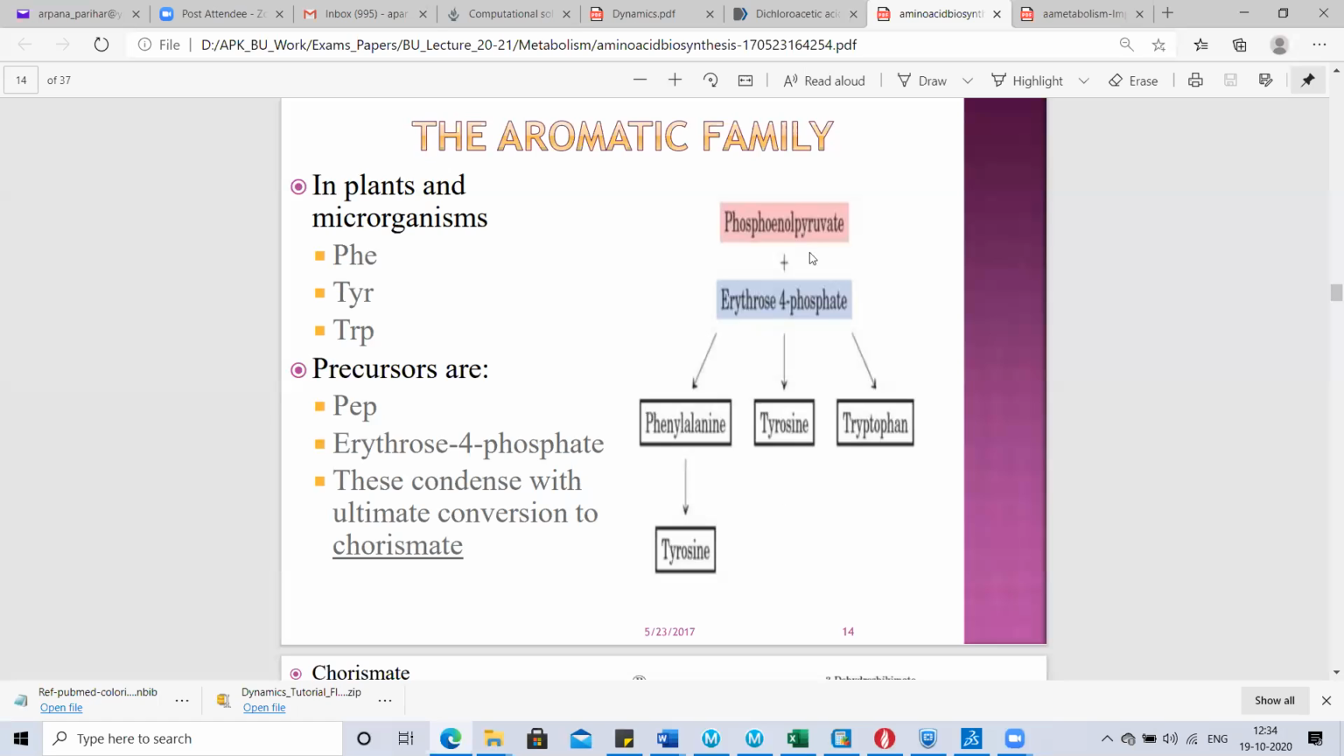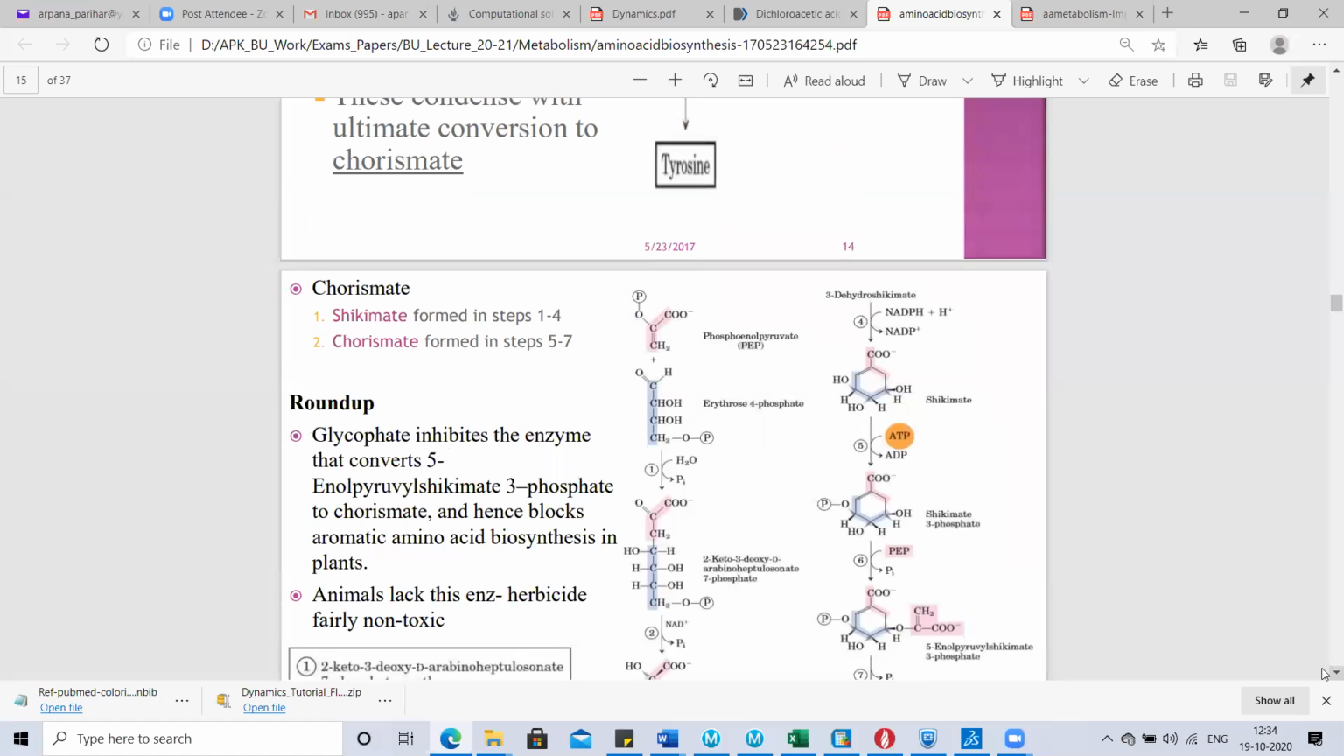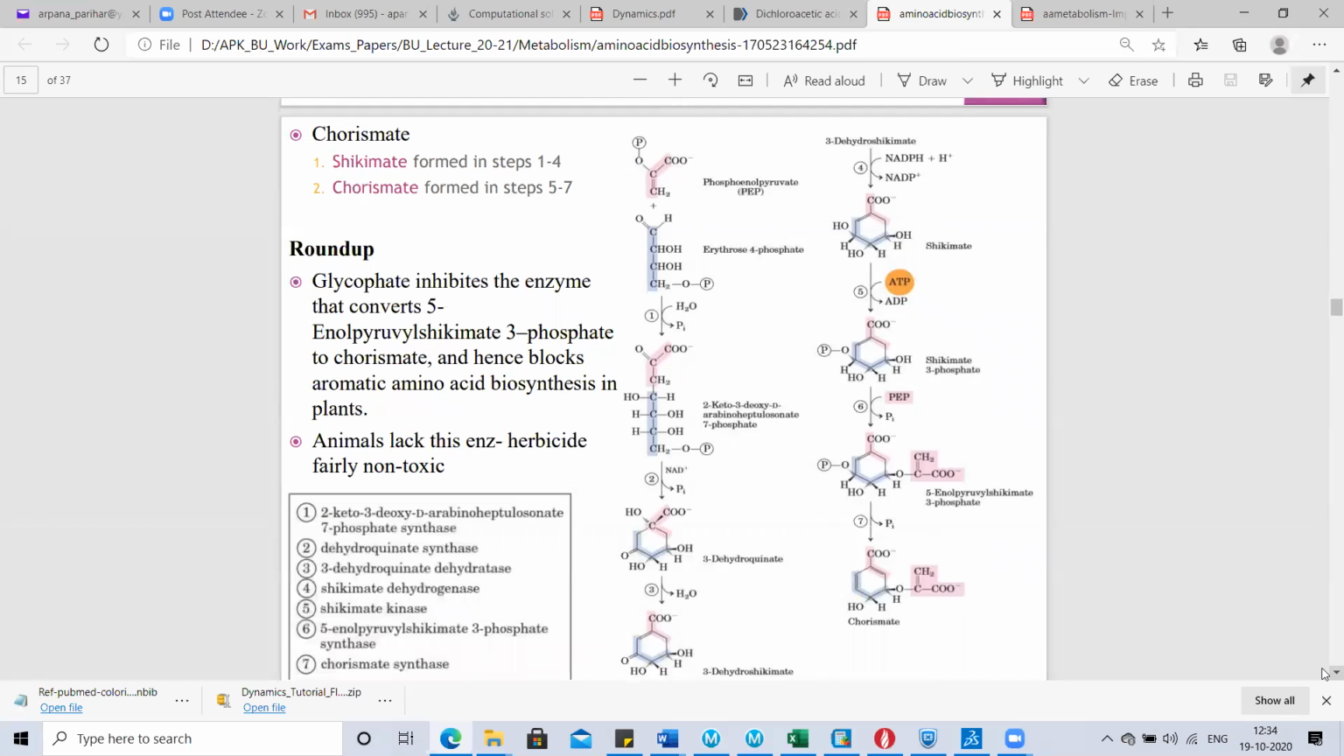The basic intermediate in this pathway is chorismate, and chorismate is important. Remember this term. And this is also known as the shikimic acid pathway. If you learn deeply the plant phenol biosynthetic pathway, you should be aware of the shikimate pathway or chorismate pathway. Okay, so these are the basic biosynthetic pathways in the body.